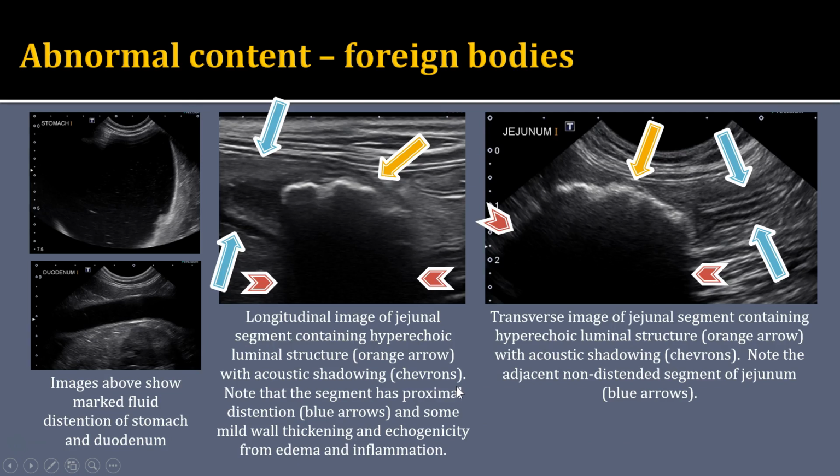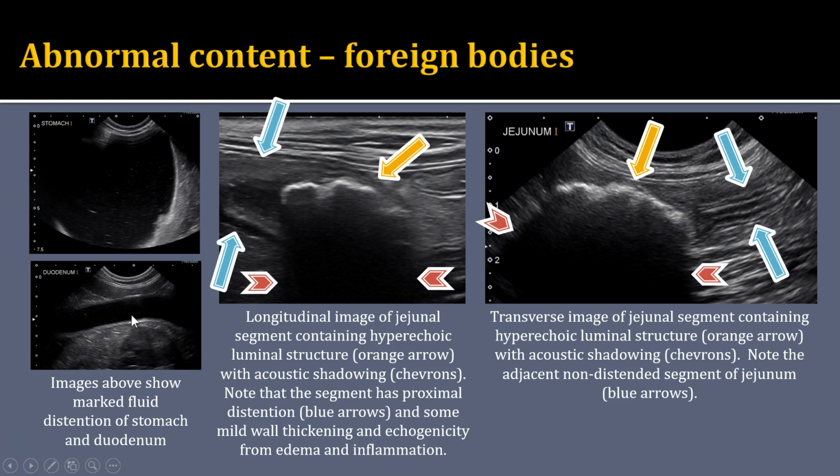Here's another example of a foreign object within a segment of jejunum. The foreign body itself is this hyperechoic discrete line with very discrete acoustic shadowing within the lumen of this jejunal segment. Proximal to it, there is some change in the wall where the mucosa is a little bit thicker and hyperechoic. Here's a little bit more normal wall on the other side, and there is some fluid distension.